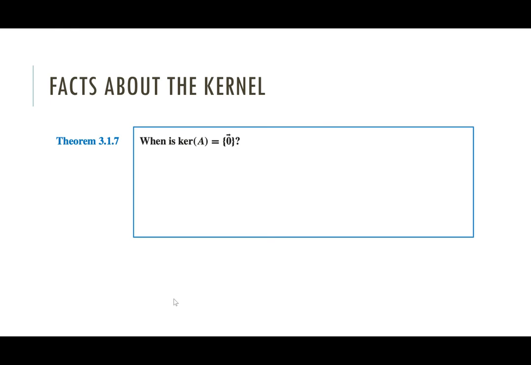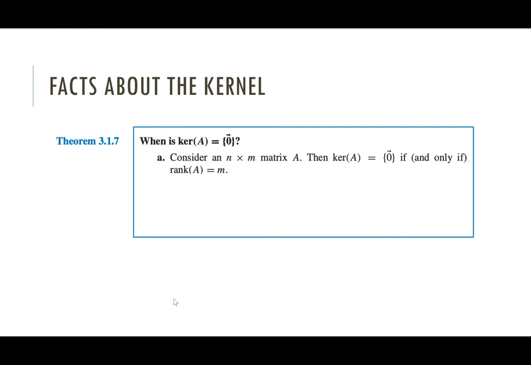Okay, let's end with some facts about the kernel, and actually kind of like the way your book phrases this. When is the kernel equal to 0? If we can get our minds around this, I think it'll be a good indication that we've understood some fundamental things about the kernel. So what matrices make it such that their kernel is equal to 0?